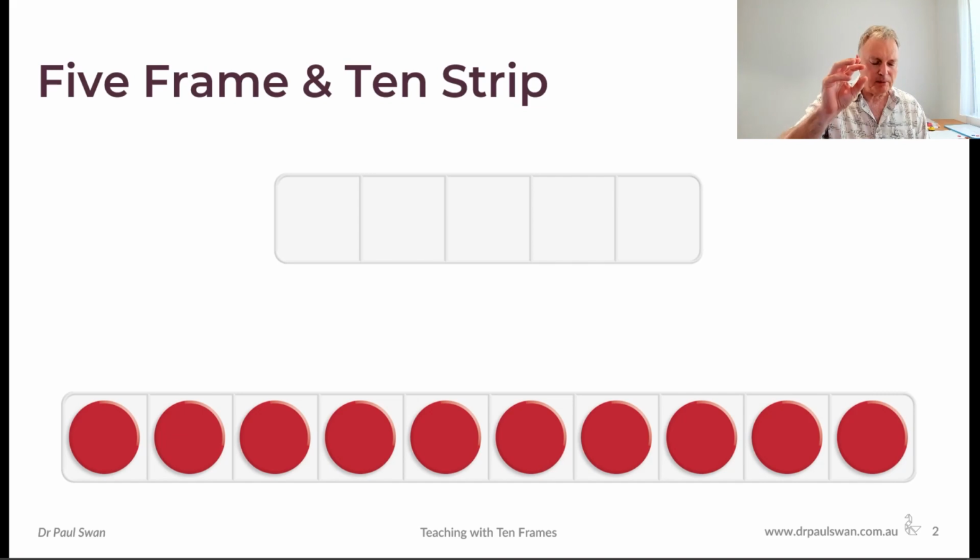The advantage of the 10 strip is the length. The 10 strip gives the idea that as numbers get larger, it gets longer. So a 9 is larger than a 6. It goes further in length. Once you've got those two key ideas in your head, it's not that difficult to move on to the tens frame, which is what we'll focus on today. So in the very early years, we'd use the 5 frame, build to the 10 strip on that length idea, and then head to what we're going to play with today, which is the 10 frame itself.